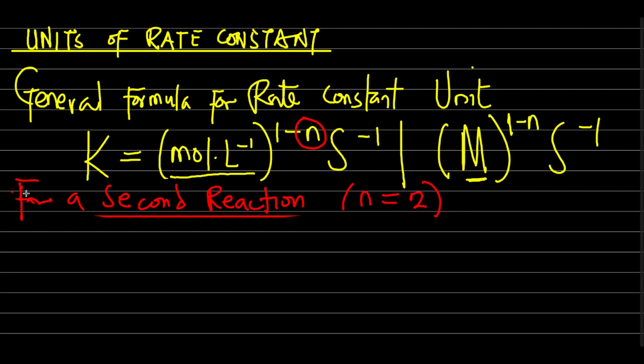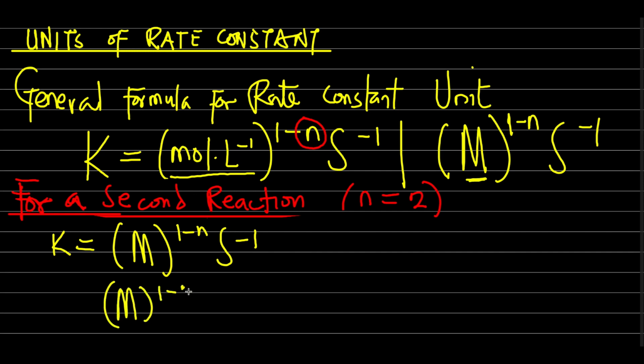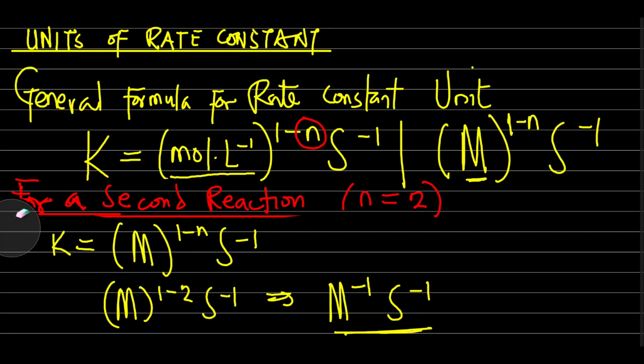Let's say I come here and I say K, instead of using mole per liter, I'll use capital letter M, 1 minus N raised to the power of 1. And we know that this is going to be 1 minus 2, and this becomes M minus 1. Simple. So if I'm using molar, which stands for mole per liter, the unit is going to be per molar per second. That is that for a second order reaction.